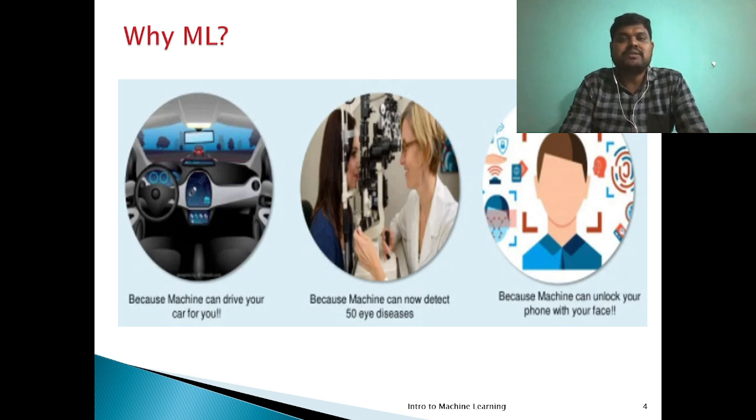And a machine can detect any kind of disease. It can unlock the phone, like with biometrics or face tracking, which is already being implemented. So a machine can do a lot for you. Once you train the model, it will do a lot of things for you.